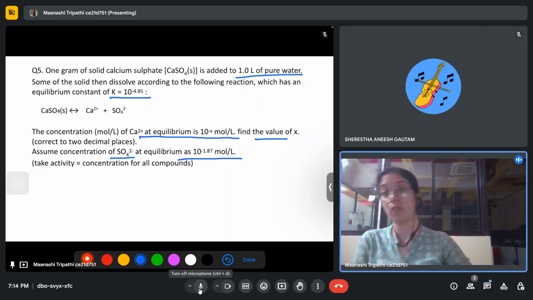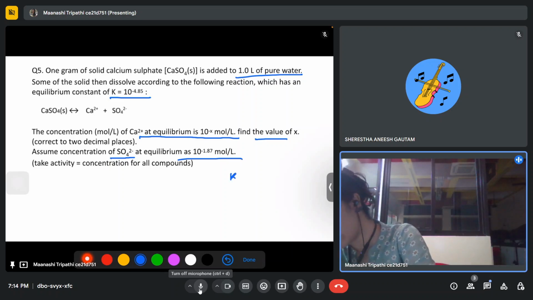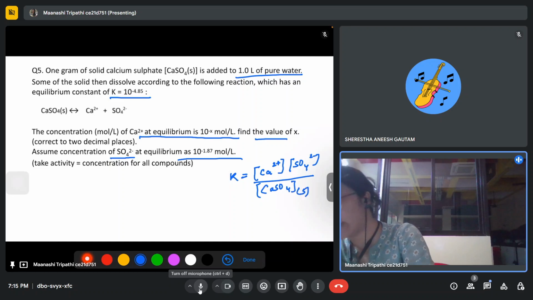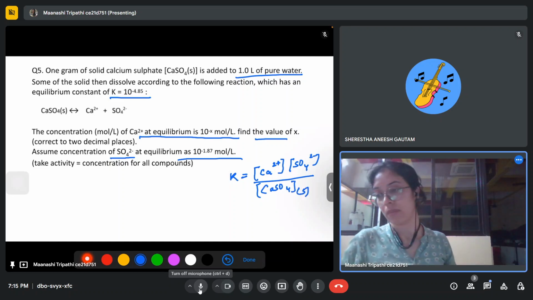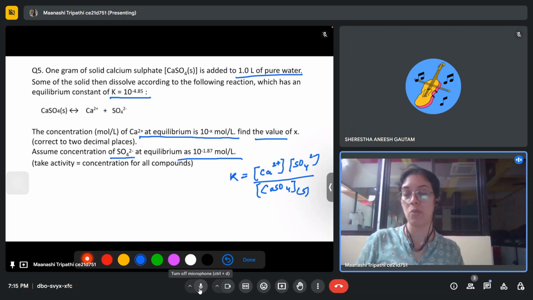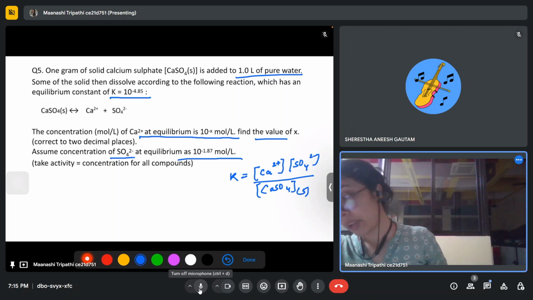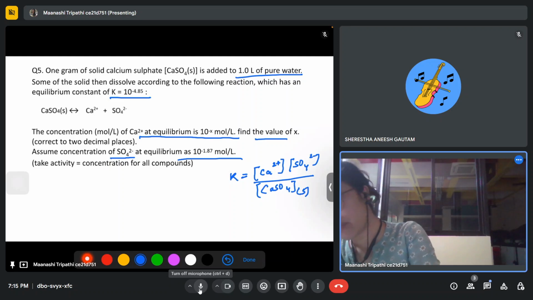We need to find the value of x. It's a very simple question. You just need to use the equilibrium. So I will write K is equal to [Ca2+][SO4 2-] divided by [CaSO4], and this is solid. So one hint: when things in a reaction are involved in solid form, the concentration is considered as 1.